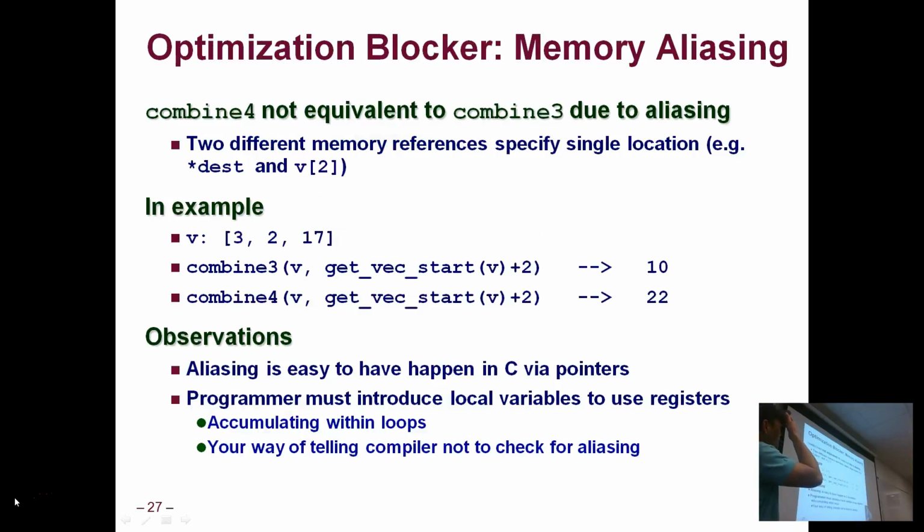So combine 4 and combine 3 are not equivalent due to memory aliasing. And C has this in spades, memory aliasing. And this is a lot of the bugs in, like, Mozilla, for example. This is the reason Mozilla was like, I need a new programming language, because memory aliases and dereferencing aliases that no longer exist, or well, that takes time. Because you have to check to see if your thing exists, and if it doesn't exist, then you can't access it. So you have to find things you do want to reference, right?